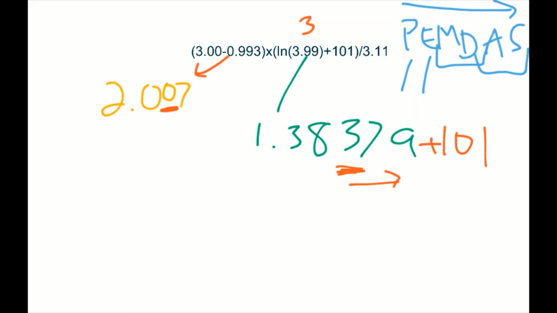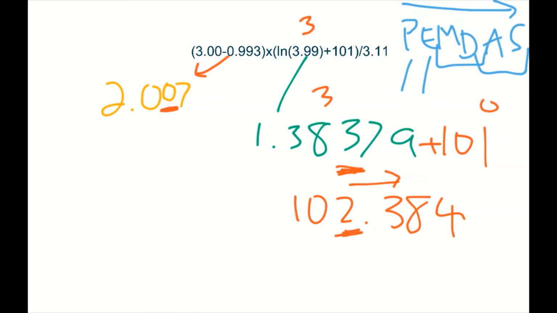If I add 101, I get an answer of 102.384. So when we're adding, we look at the decimal places. This has 3 decimal places, and this has 0. So our final answer will have 0 decimal places. Let me underline that. And look at that, I went 3 past the decimal place because it's 3 digits after the last sig fig that I underlined. So now that we simplified the 2 parentheses, let's start doing some multiplication and division because that's all we have left. Let's look from left to right.